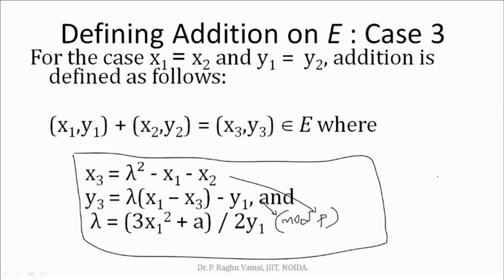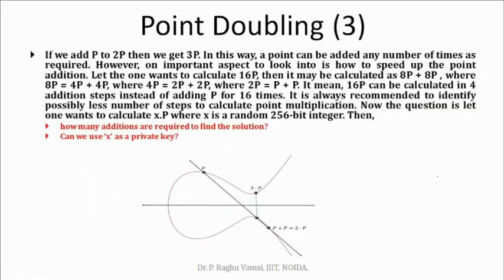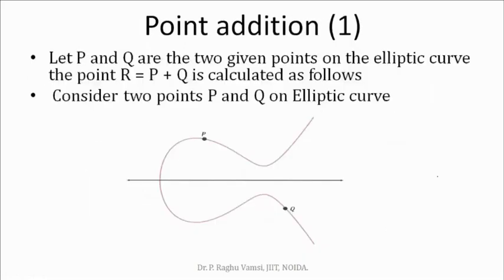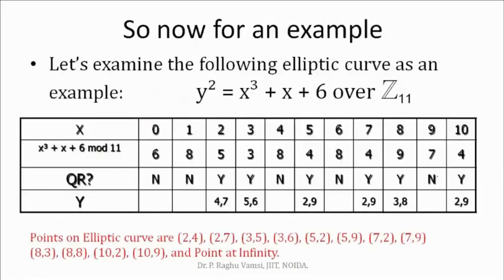Just as a formula I'm going to give you for easy remembrance. Now your task is to take 2 points of your own wish from the Z11 curve of 1 comma 6. So you take the values 2 comma 4 and 7 comma 9. So x1 is not equal to x2 and y1 is also not equal to y2, so this will fall under case 1.